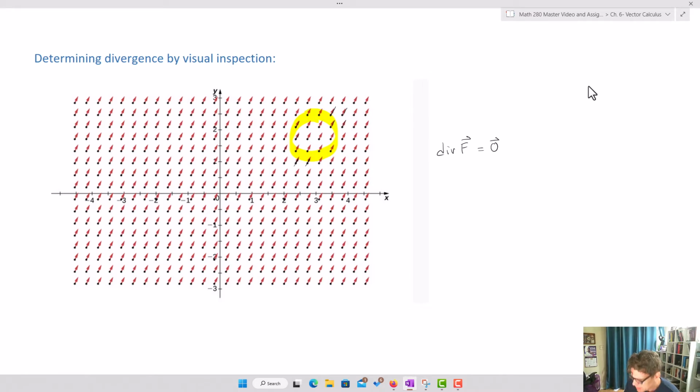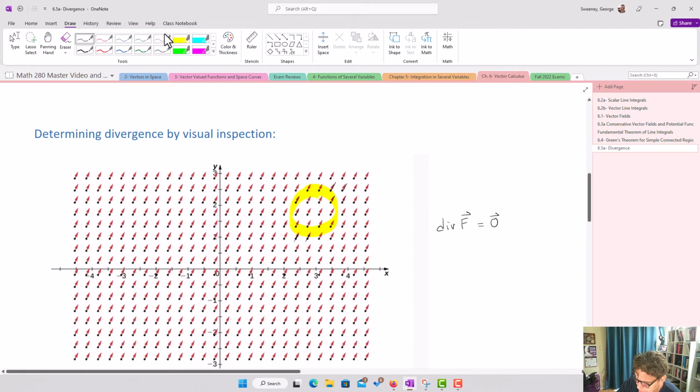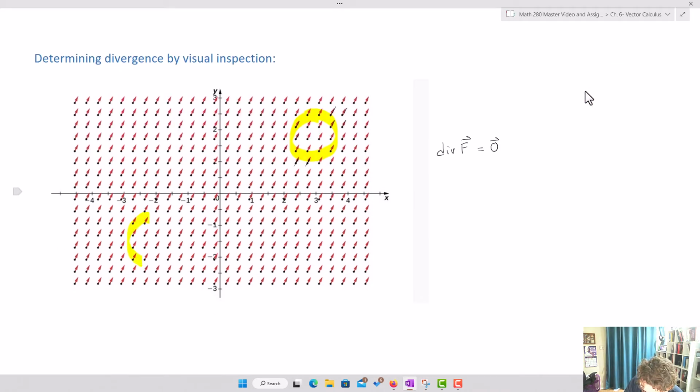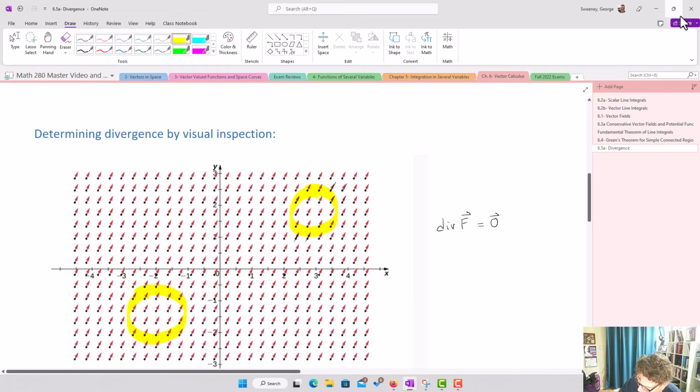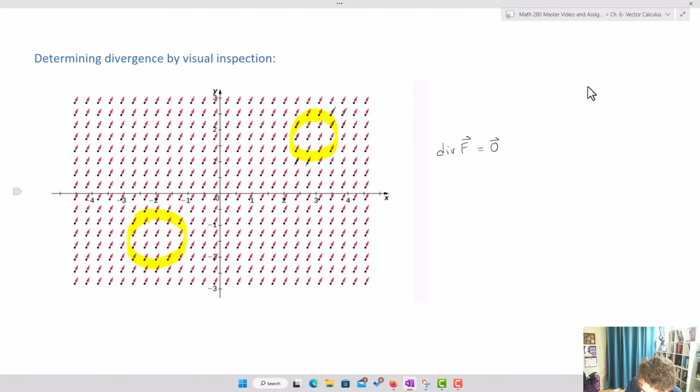If I select a different area, say I go down here and select this area, the question is whether or not this is in fact true down there as well. For this area, is the div of F equal to 0? If you look, all of those vectors are basically the same size, and they're all pointing in the same direction. Consequently, the amount of flow in that area is also equal to the amount of flow out. And so the divergence here, div of F, is also equal to 0. 0, not the 0 vector, but 0.